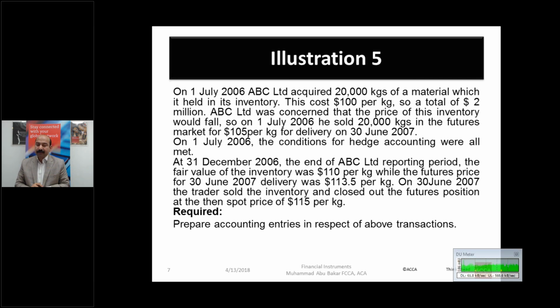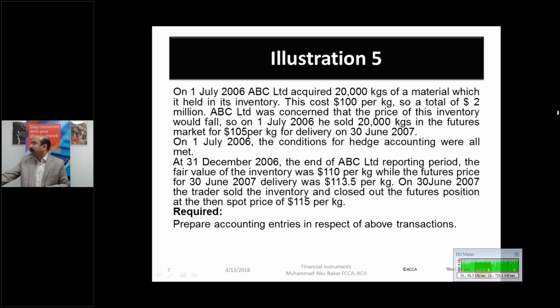At 31st December 2006, the end of ABC Limited reporting period, the fair value of the inventory was 110 per kg, while the future price for 30th June 2007 delivery was 113.5 per kg. On 30th June 2007, the traders sold the inventory and closed out the futures position at the then spot price of 115 per kg. Prepare accounting entries in respect of the above transaction.